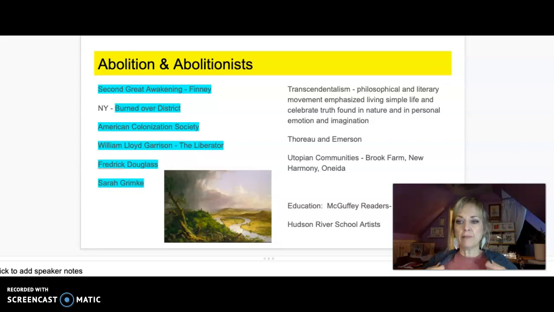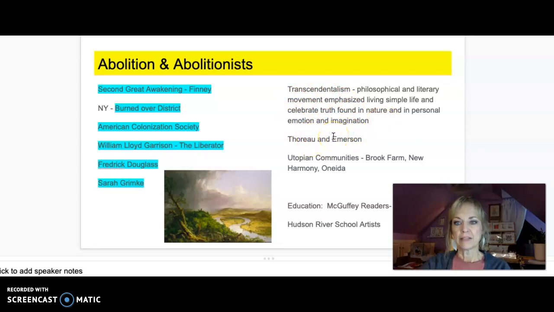One of the leaders of the abolitionist movement, William Lloyd Garrison, who was a newspaper publisher, published a newspaper called The Liberator. Look at Frederick Douglass, Sarah Grimke, all of these people that were leaders in those movements. Now, another movement that comes out of the Second Great Awakening is the utopian movements, transcendentalism. Go back and look at that. Thoreau and Emerson, really important.